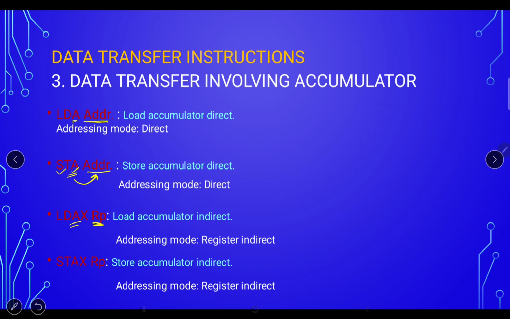Then the next instruction is STAX RP. Here it stands for store accumulator indirect. Here the addressing mode is register indirect addressing mode. Here the value of the accumulator is copied at the memory location specified by the register pair RP.